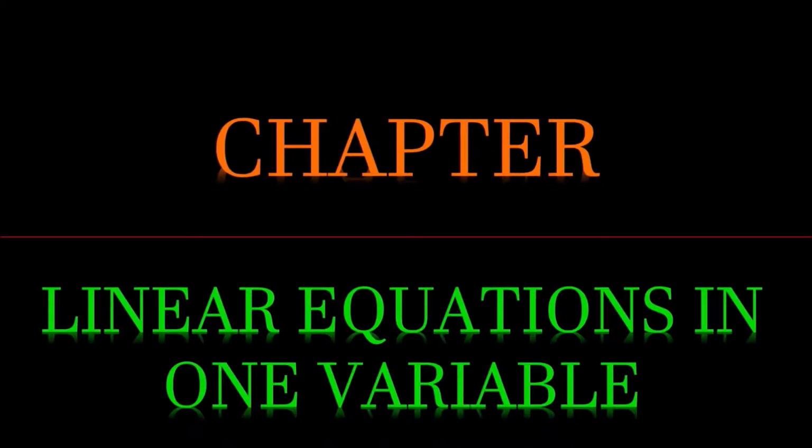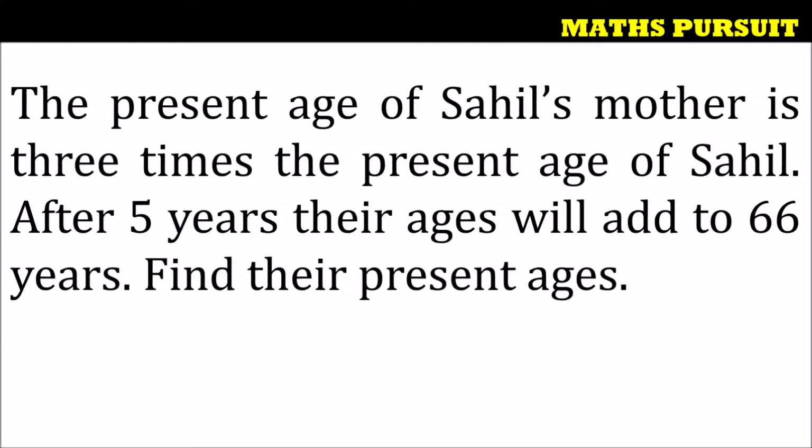Today we will look into the questions from the chapter called Linear Equations in One Variable. The given question is: the present age of Sahil's mother is 3 times the present age of Sahil. After 5 years, their ages will add to 66 years. Find their present ages. So guys, let us see how we can solve the given question.